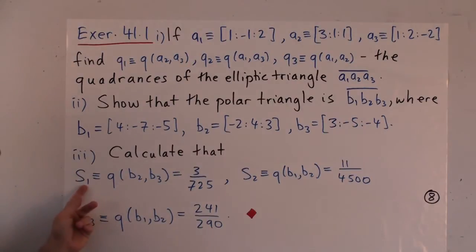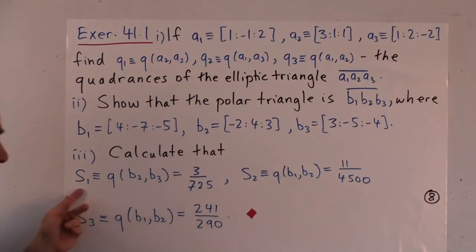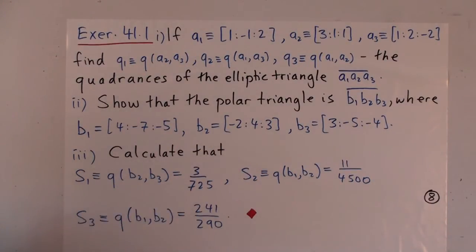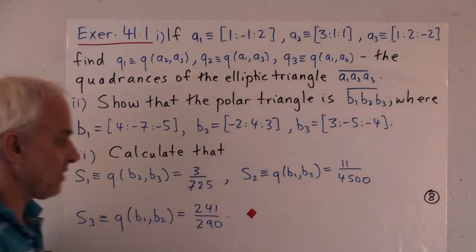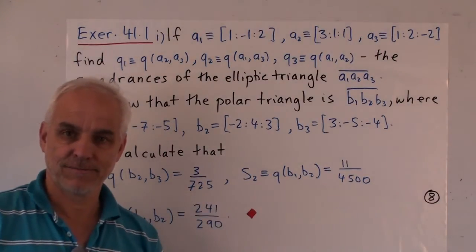So S1, which is the spread of the original triangle A1, A2, A3 at the point A1, is by definition the quadrants between B2 and B3, and that's 3 over 725. S2 is 11 over 4,500, and S3 turns out to be 241 over 290. So you can check those things.